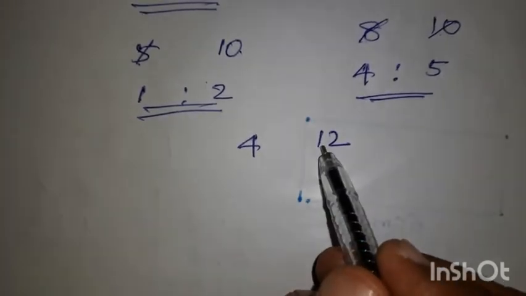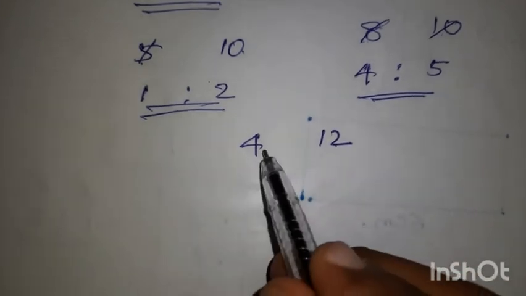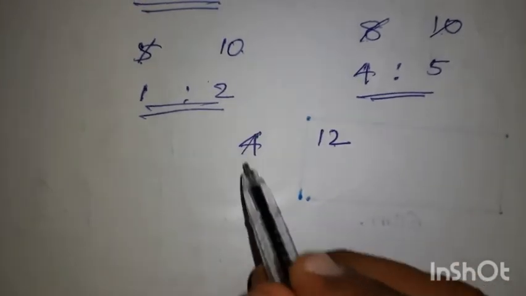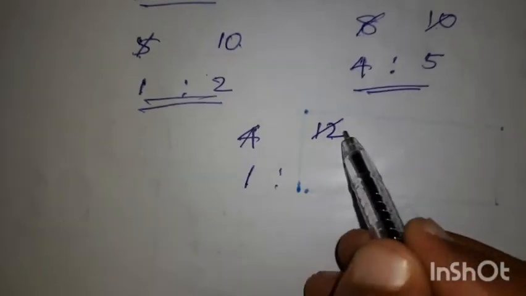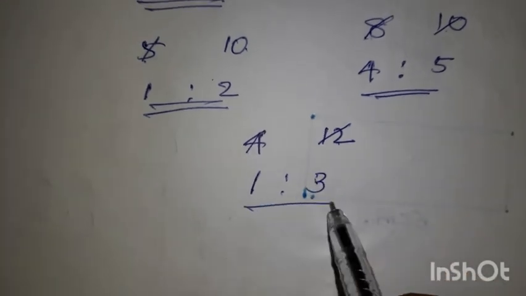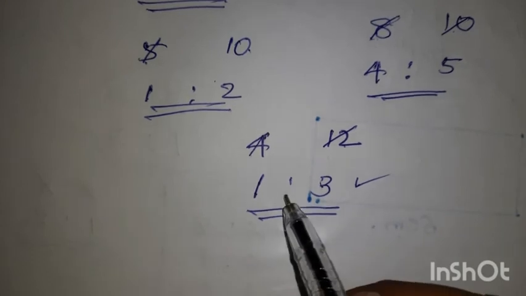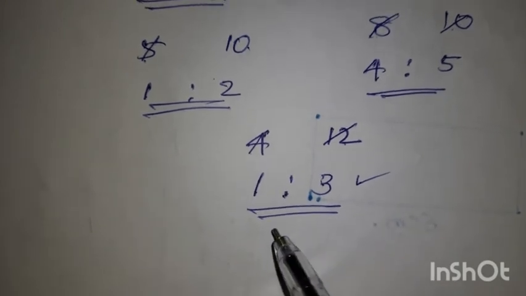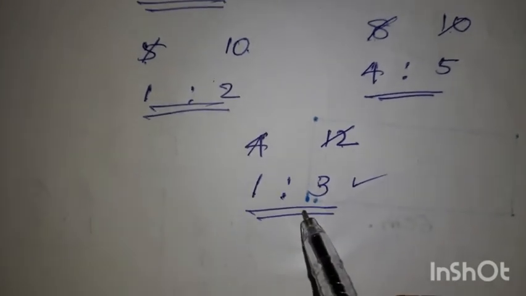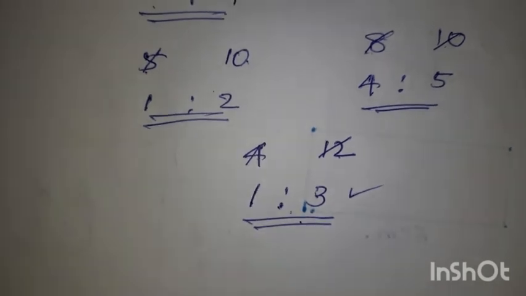You can multiply with the 3, you will get 12. So 4 1s are 4, 4 3s are 12. So you have to divide with a common number. You should divide with a common number, and you will get a fraction that should be written in the smallest form. 1:3 is the form.